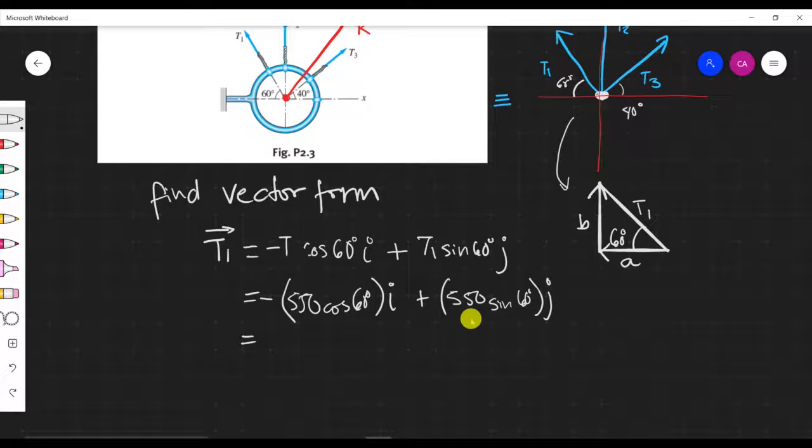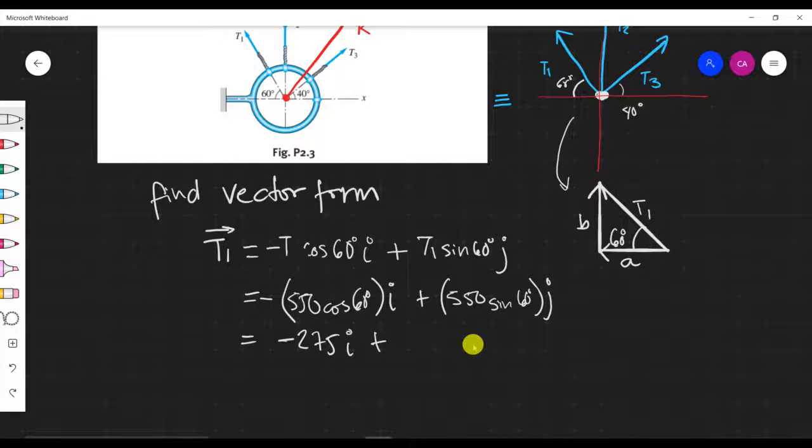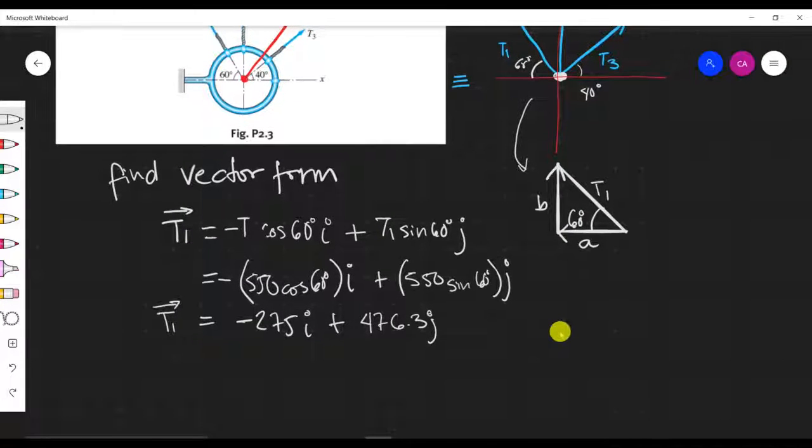275 negative I plus 476.3 J. So this is the vector T sub 1. Okay? Ngayon, kung i-drawing natin yan, itong 275, ito yung 275 negative. Tapos yung B, yan yung 476.3, pataas. Okay? So ito ayun yung imagination doon.